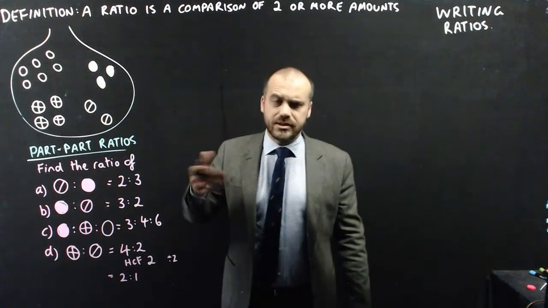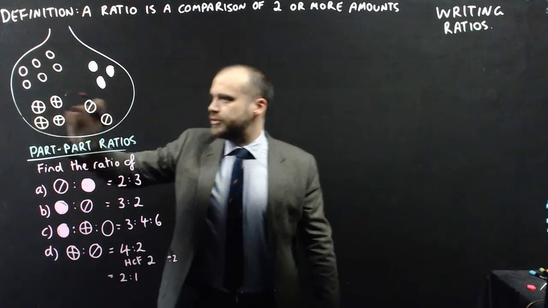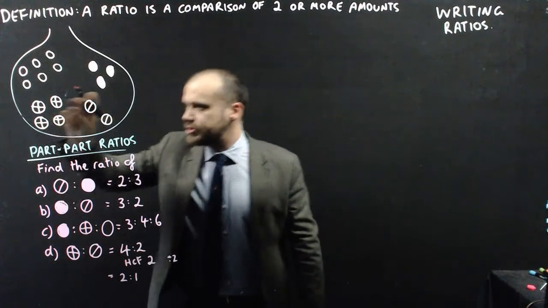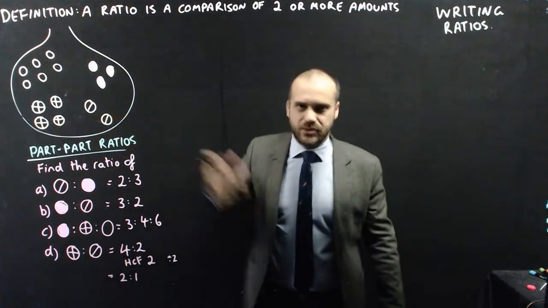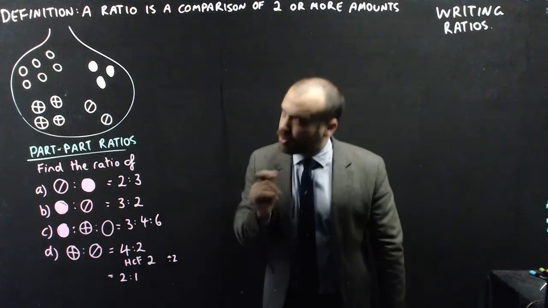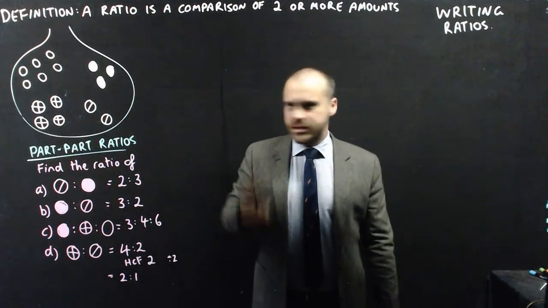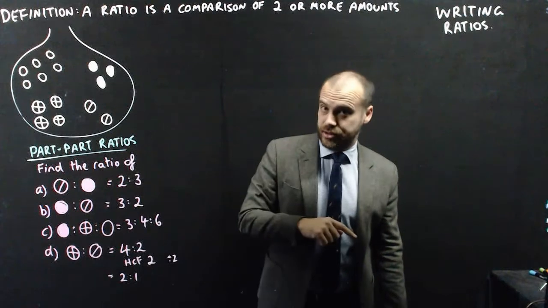What that means, physically, is there's 2 of those for every 1 of those. That's how a ratio works. Now you probably understand all of that, but the one thing you're probably still asking is, why are they called part-part ratios? Well, the easiest way to show you that is to show you the other kind.